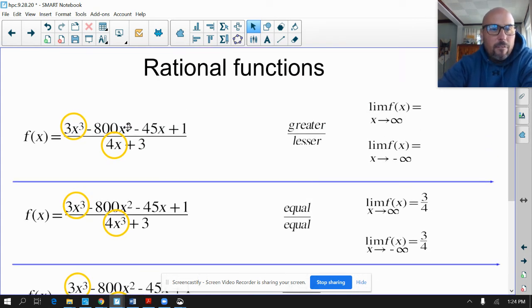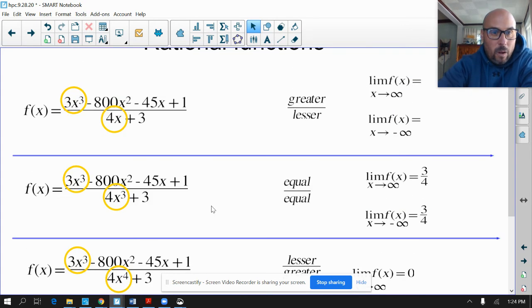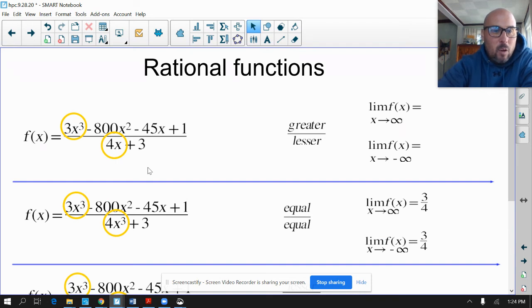Well, what if the degree in the top is bigger than the degree in the bottom? That's kind of like the reverse of this, 99 million divided by 1. So here requires the most thinking. When x gets big, x cubed is really large, and you compare that to 4 times x. X cubed completely overpowers just x to the first power. So the numerator is much larger than the denominator, much larger by a factor of 3 here. So it will not approach a number. It'll just go on to infinity.